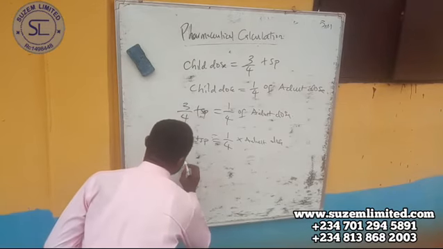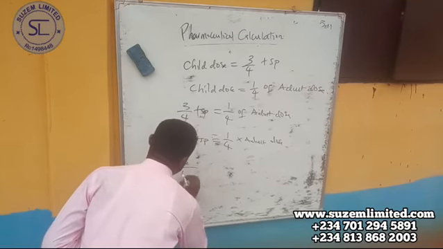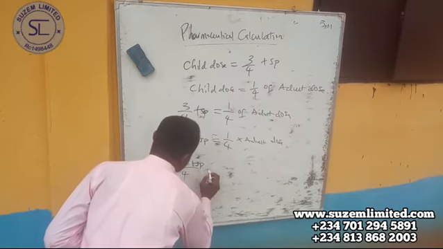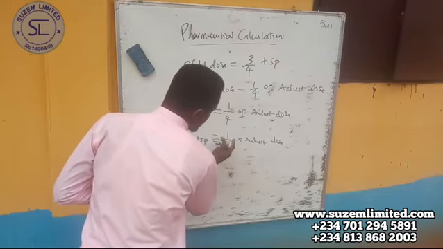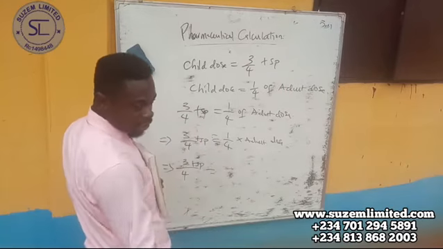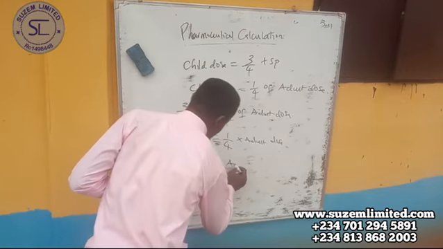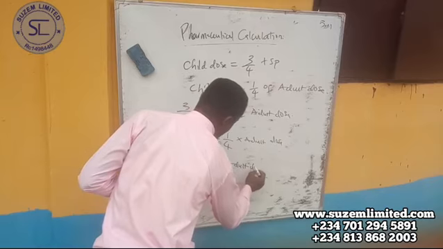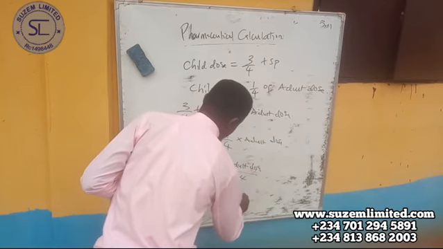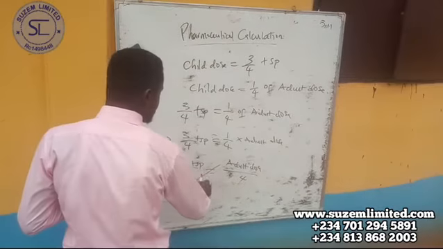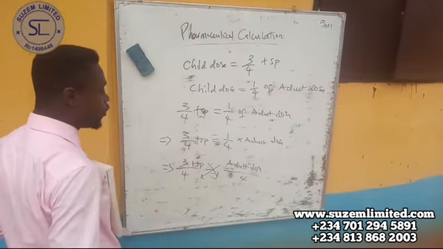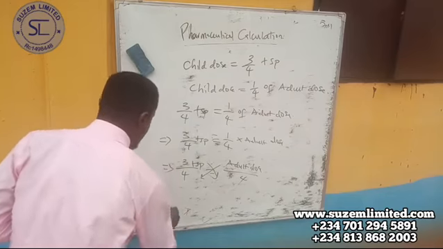It's equal to 3 over 4 teaspoonful is now equal to 1 times adult dose, which is adult dose, over 4. So what do we do here now? We cross multiply. True of us? True. So if you cross multiply, you now have the following.